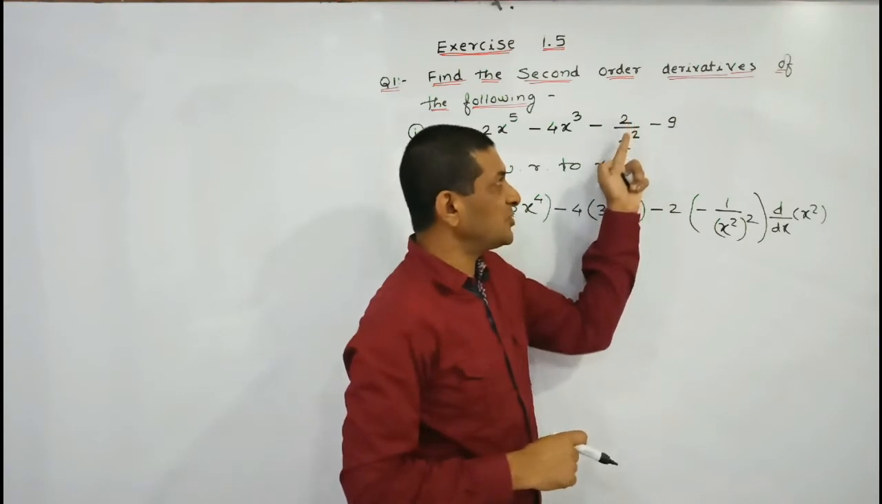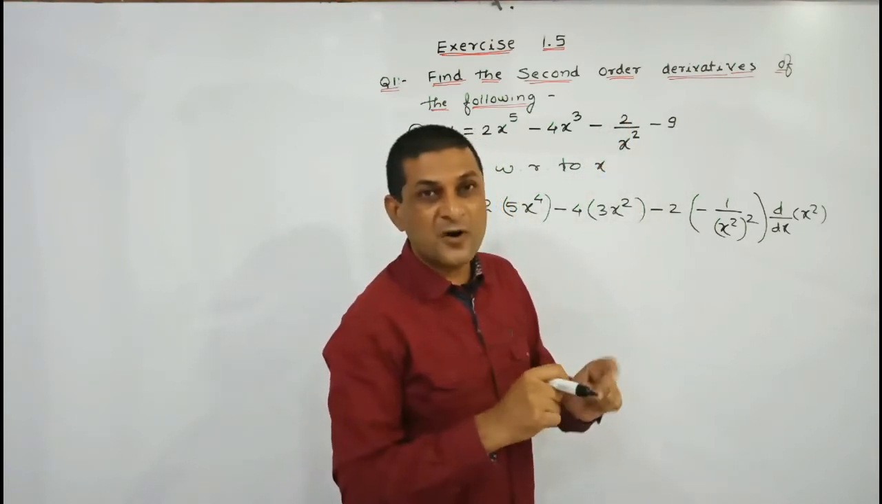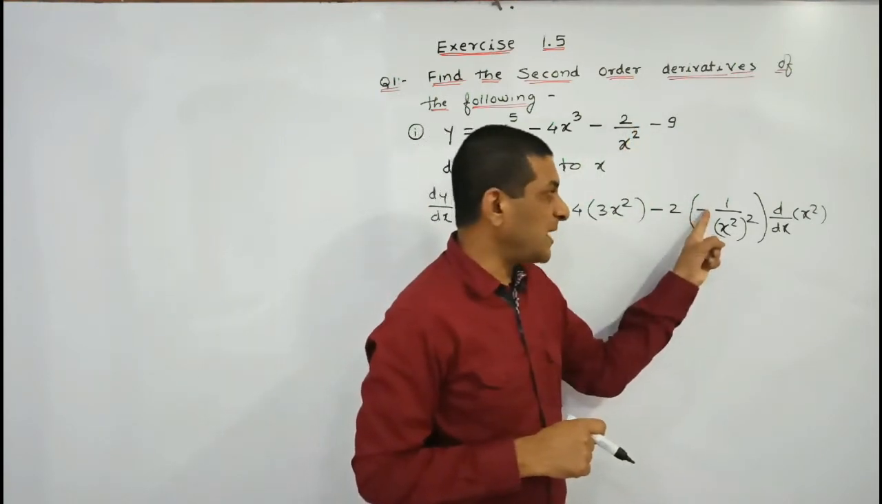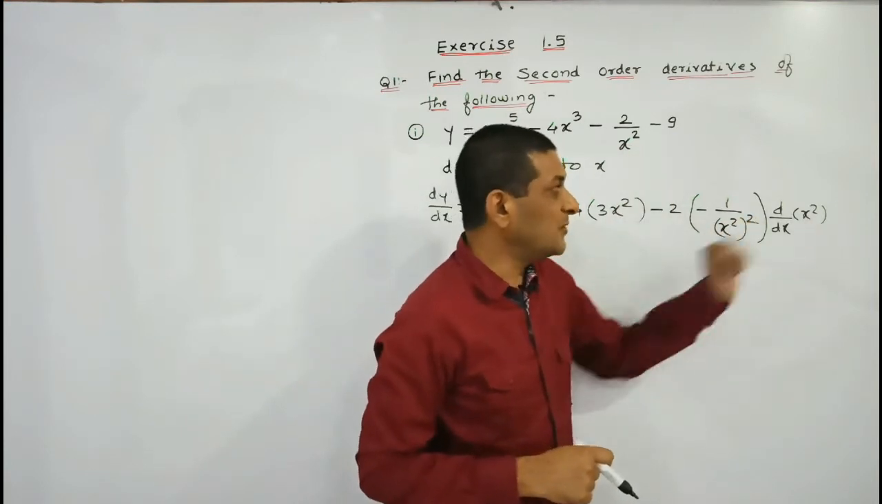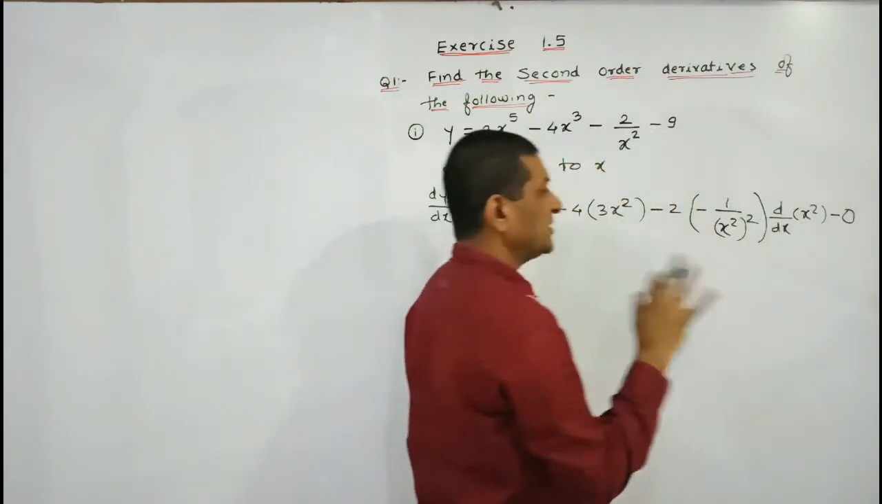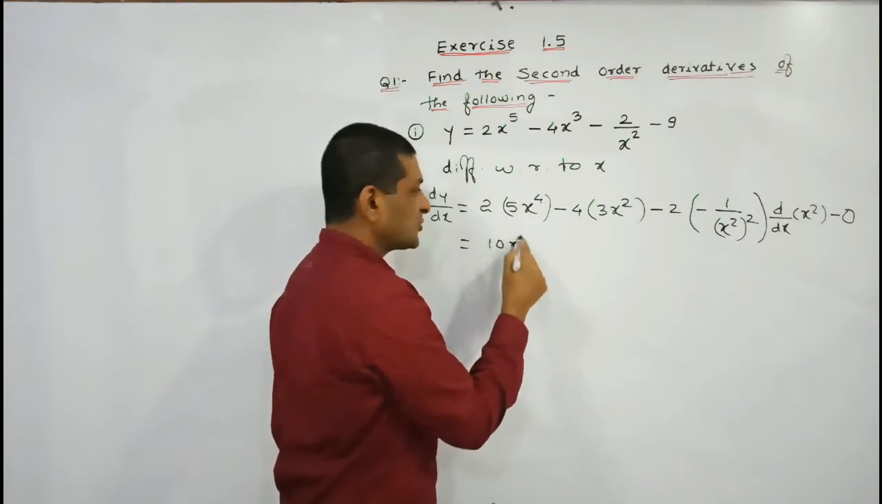We are finding the differentiation of 1 upon x square. But 1 upon x square is in the form of which standard formula? 1 upon f of x, and the differentiation of 1 upon f of x is minus 1 upon square of f of x, into its derivative. F of x is x square. And lastly, the derivative of this constant term will be equal to what? 0. So here 2 into 5 will be equal to 10 x raised to power 4.